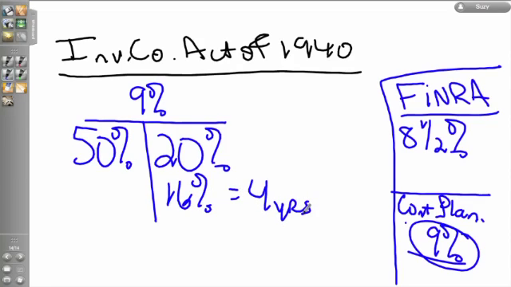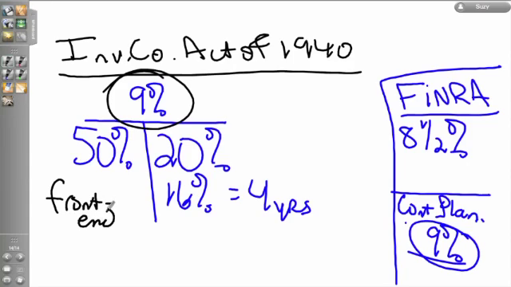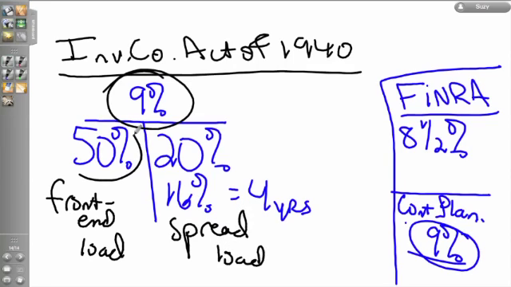And I'll explain what all this means. So a contractual plan over the life of the plan can never charge more than a 9% sales charge. But it can be set up either as a front-end load or as what we call a spread load. The front-end load is obviously worse.